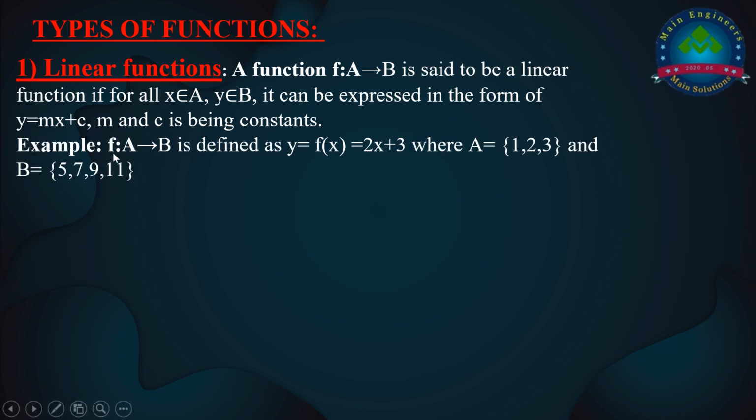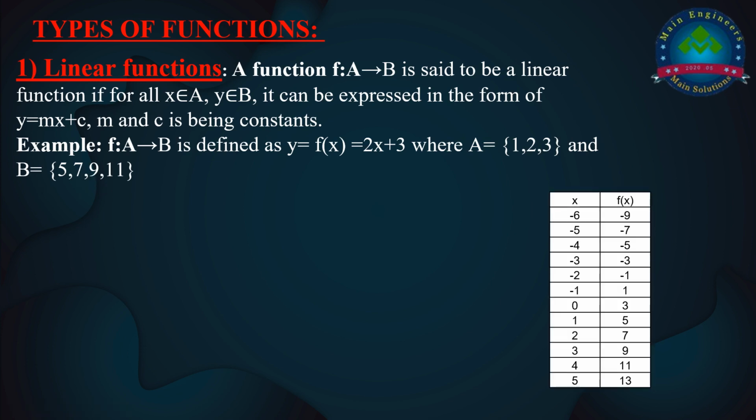Let's give an example for the linear function. The example is f from A to B defined as y is equal to f(x) is equal to 2x plus 3. As we can see here, 2x plus 3 is in the form of mx plus c, where m is equal to 2 and c is 3. So this equation is called a linear function, where A is equal to 1, 2, 3 and B is equal to 5, 7, 9, 11.